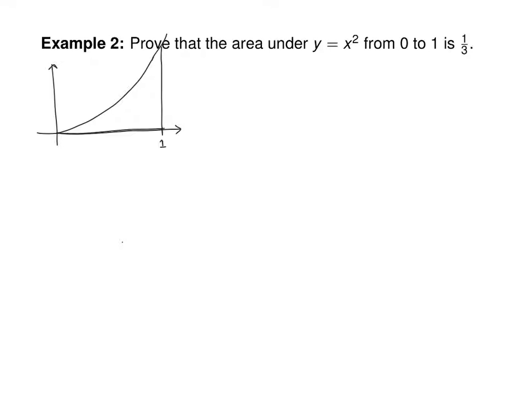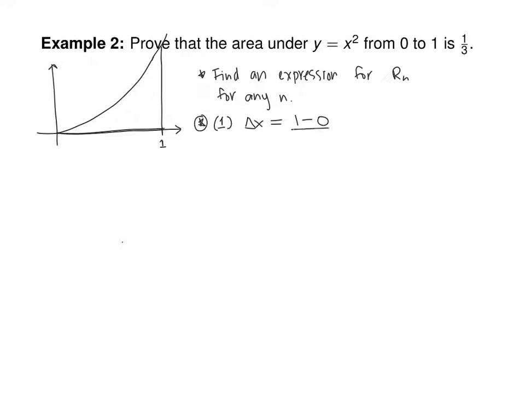Okay. What we're going to do is find an expression for R sub n for any n. This is kind of like a way you could program this right sum into your computer. You could also use left sum, but we're going to get the thing that you could tell your computer to work with. Okay, so step 1 will be that delta x, or the width of your box, will be 1 minus 0 over n, or 1 over n.